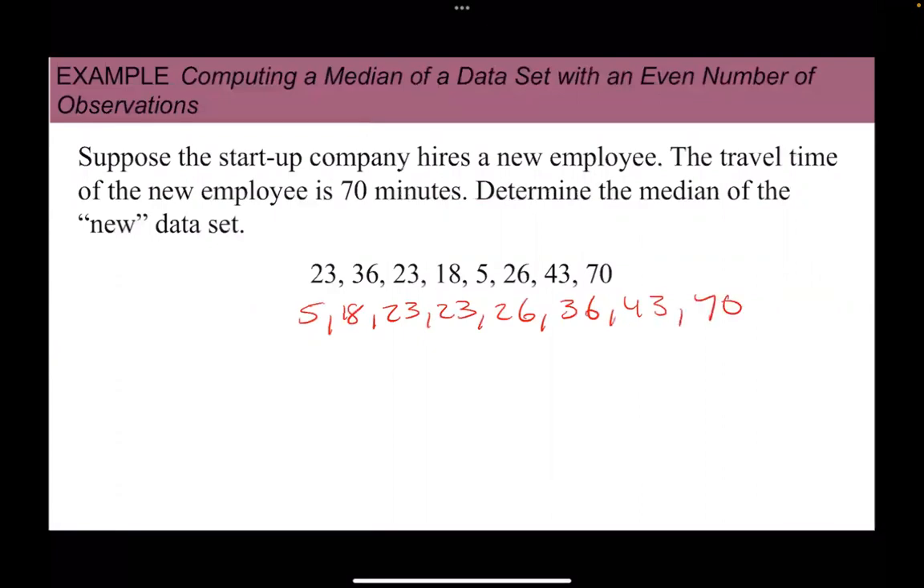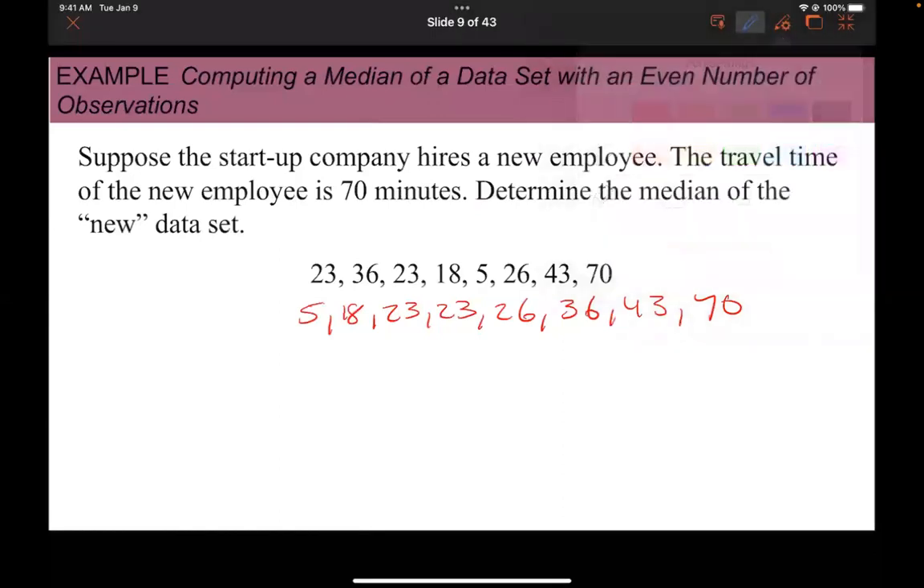One, 2, 3, 4, 5, 6, 7, 8. All right. My middle is 1, 2, 3, 4, right here. My middle is in between those 2 numbers. So this little blue line isn't my middle. There's no median there. So you just take those 2 numbers on either side of it and you just average them.